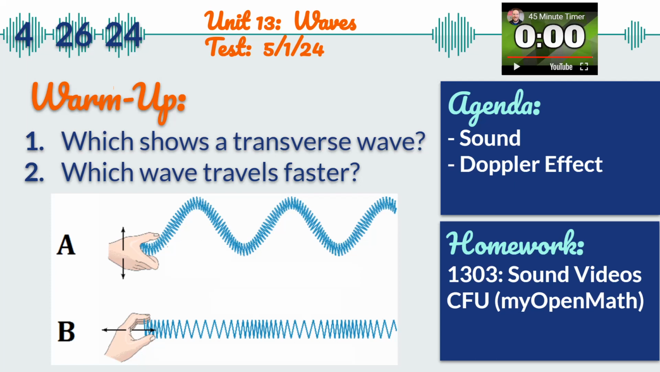A. Yeah, your transverse wave is the one where it's what you traditionally think of as a wave, where you have your crests and your troughs. So A is your transverse wave. Which one travels faster?